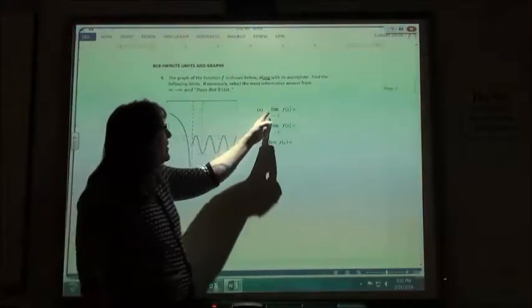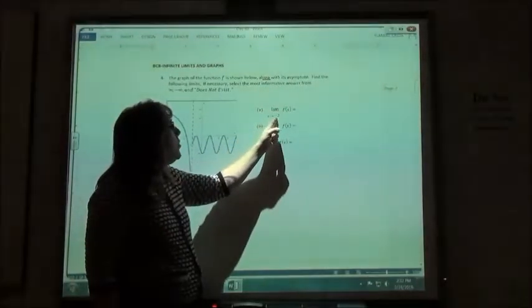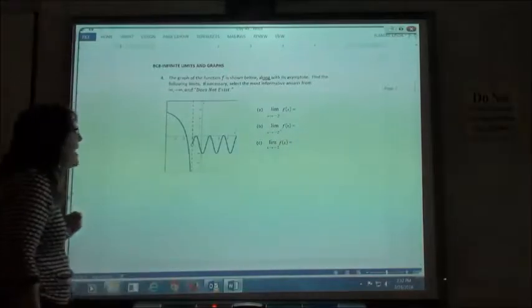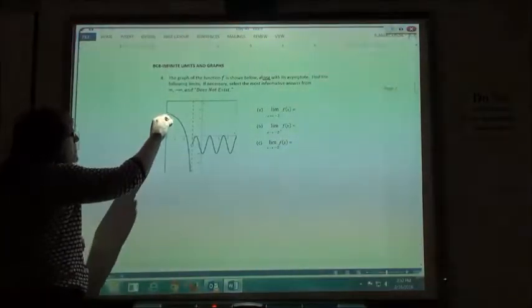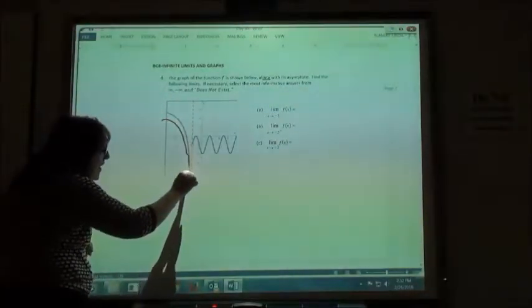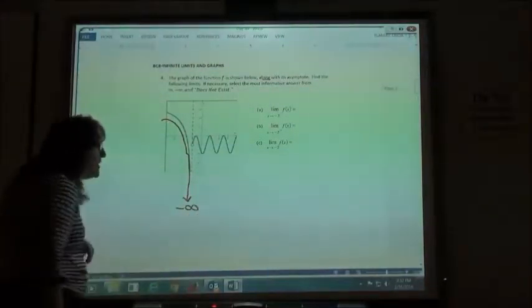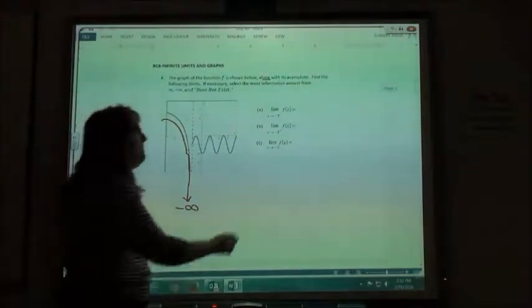So I'm going to find the limit of my function as x approaches -2 from the negative direction. In other words, from the left-hand side. So as I approach -2 from the left-hand side, my graph just keeps going down and down and down. That means it's approaching negative infinity.